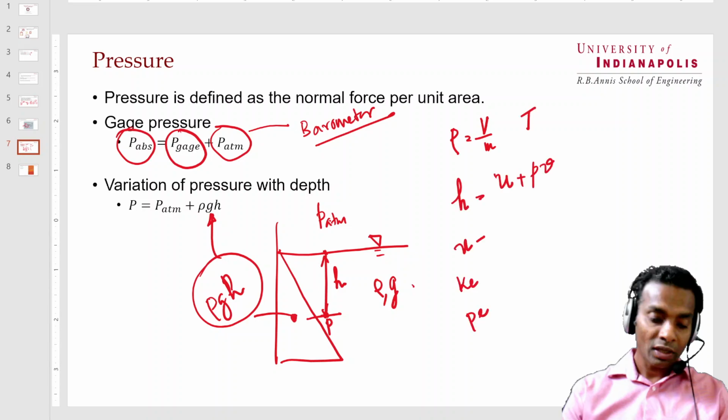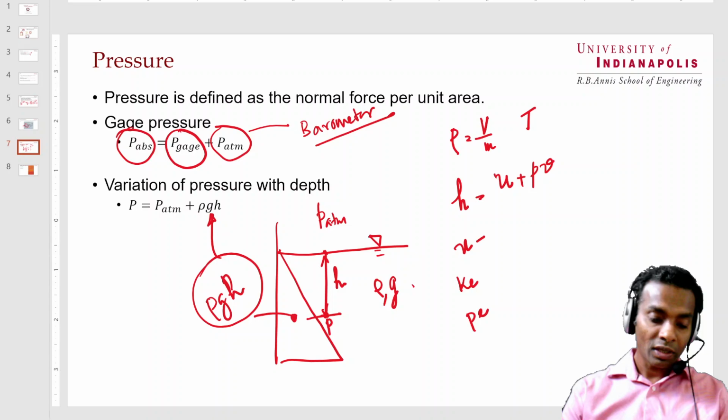And all these concepts of thermodynamics are built on four basic laws: the zeroth law, first law, second law, and third law. The zeroth law deals with temperature, the first law deals with energy, the second law deals with entropy, and the third law deals with absolute entropy.